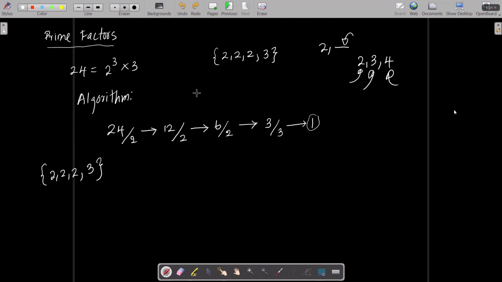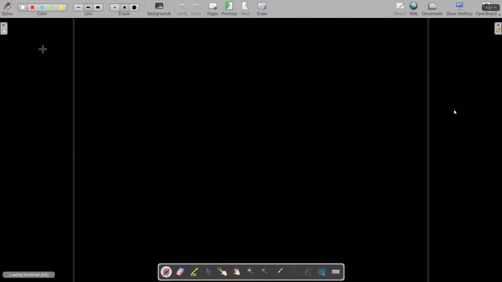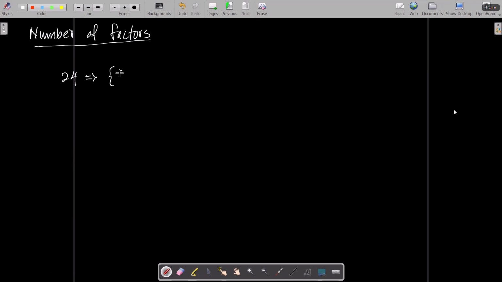Then we are going to do an interesting thing. What we are going to do is find the number of factors. So how can we do this? Now say we have the prime factorization of 24 as an array. If we need to find all the factors of 24, what can we do?